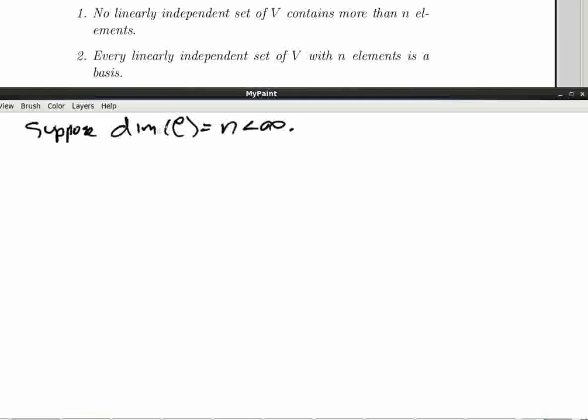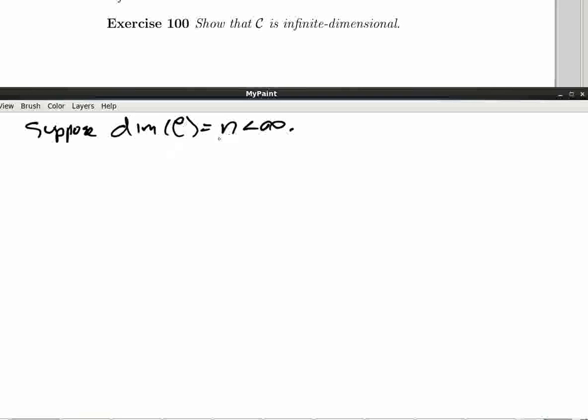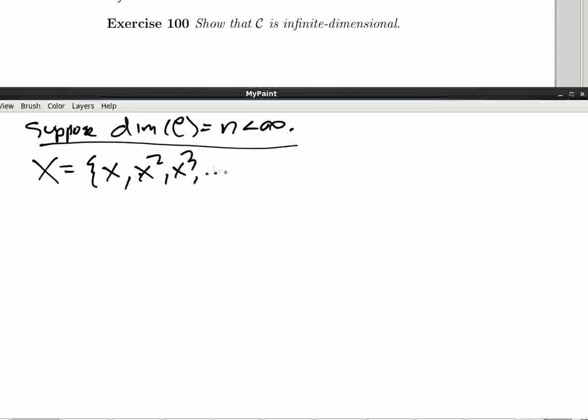Well, I'm going to show that I have a set of n plus 1 linearly independent elements. I'm going to take x, x squared, x cubed, up to x to the n minus 1. So I need x^n, and I'm going to throw in 1 as well. So these are functions. Remember, this 1 is a function; the graph of the function just looks like that. And I'm going to show that this is a linearly independent set.